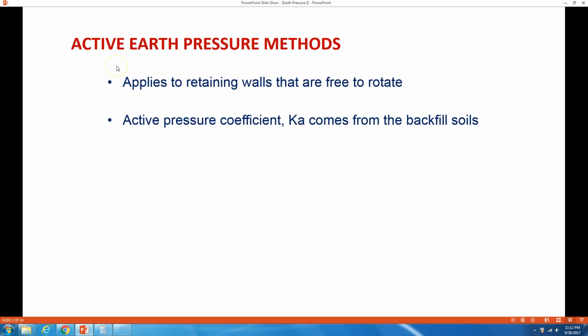So active earth pressure, what is it? It applies to retaining walls that are able to rotate at the top, and we denote the active earth pressure as K sub A, and it purely comes from the backfill soils and is only a function of the soil's friction angle phi.